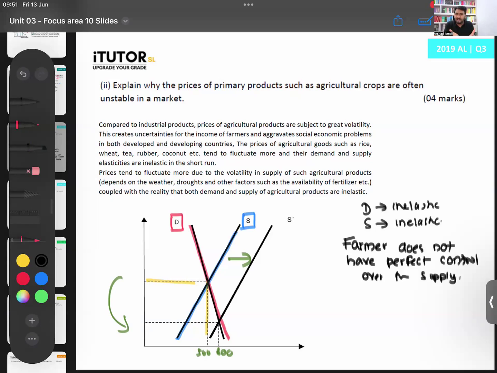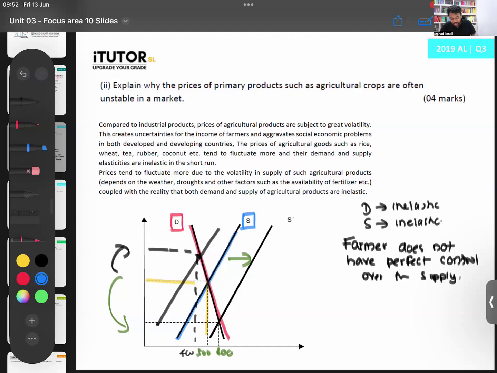Let's say weather was bad, some animals came and destroyed the farmer's crop. So instead of, let's say, him getting 500 kilos, he only got, let's say, Lamai, 400 kilos of carrot. Now what happens? Look at this. Now, Lamai, there's a huge increase in the price. So that is why the prices of agricultural goods, Lamai, are unstable.